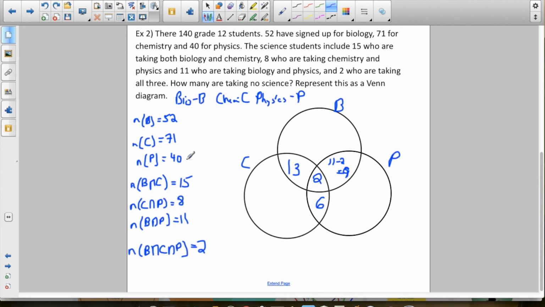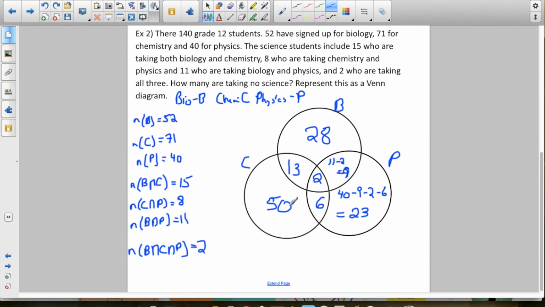Good. So now if we keep moving, the physics, now all of this circle, 9 plus 2 plus 6 plus something must equal 40, but it can't go over 40. So 40 minus 9, minus 2, minus 6 gives me 23 who are just in physics and nothing else. We can do the same for chem. So 71 minus 13 minus 2 minus 6, I believe that gives me 50. And same with bio, 52 minus 15 minus 9, which gives me 28, I think.